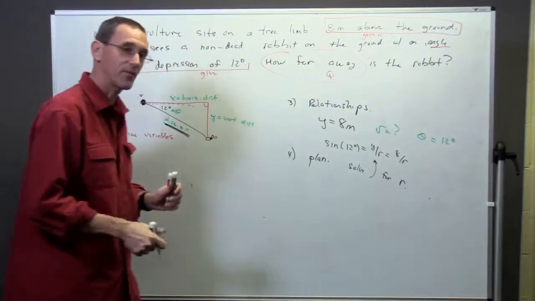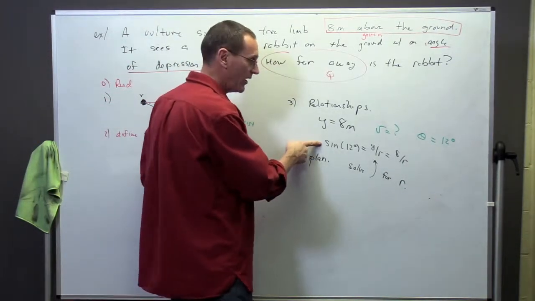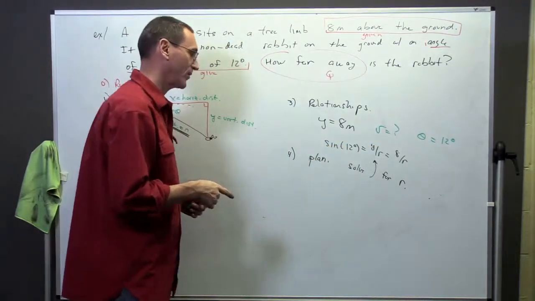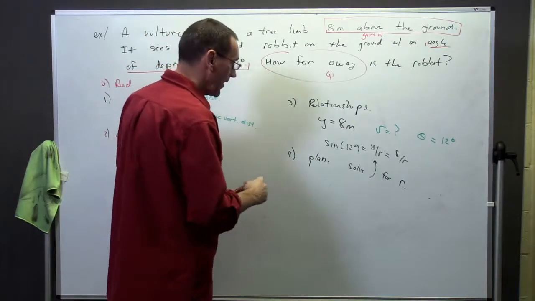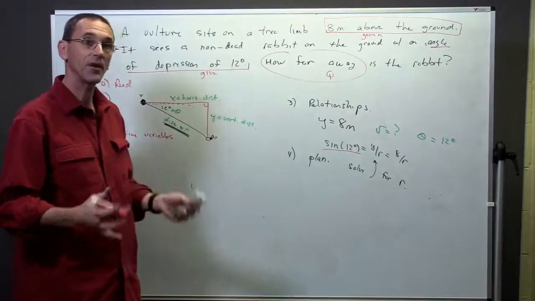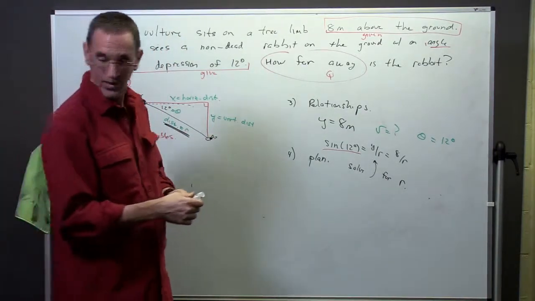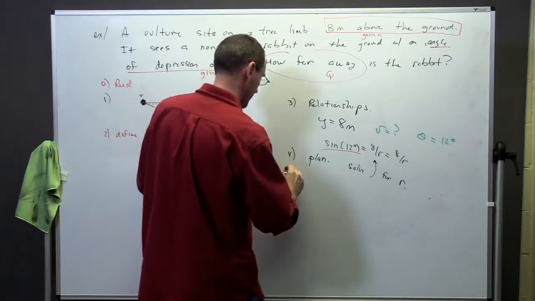And again, these don't have to be elaborate plans, just a general idea. So the general idea here is I'm going to take this equation and I'm going to solve it for r. So I'm going to do all the algebra steps. And the first thing to notice here is that sine of 12 degrees is just some number. Okay, that's just some number that I need to solve for.